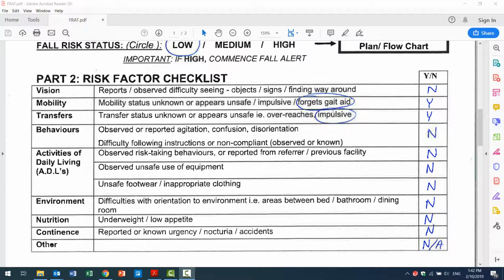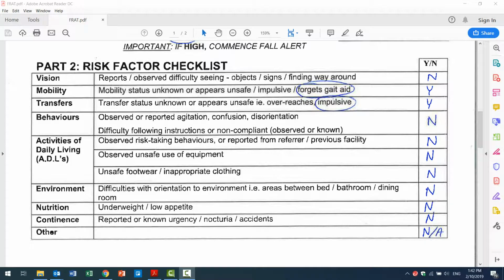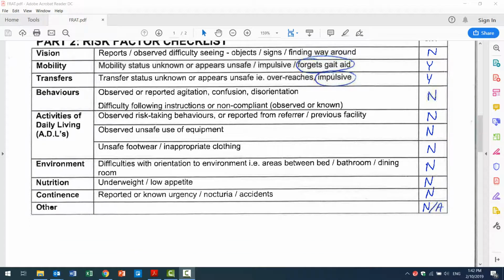In terms of behavior, does the patient appear to be agitated, confused, or disoriented, or non-compliant? Do they take risk-taking behaviors, or has that been reported from other facilities after a patient transfer? Have you observed that they are unsafe using equipment, or are they ambulating using unsafe footwear or inappropriate clothing? As a very simple common example, wearing socks on a hard floor is extremely slippery. In that case, the patient must have shoes, hopefully that the family can supply as soon as possible.